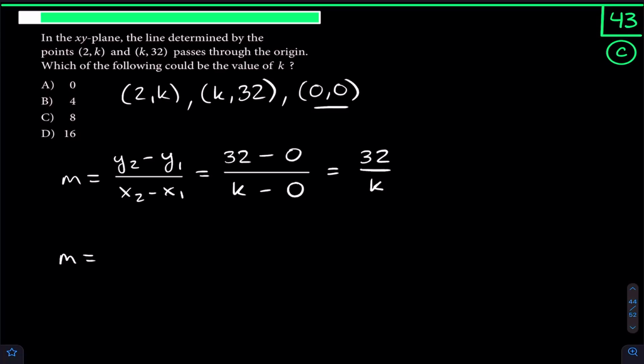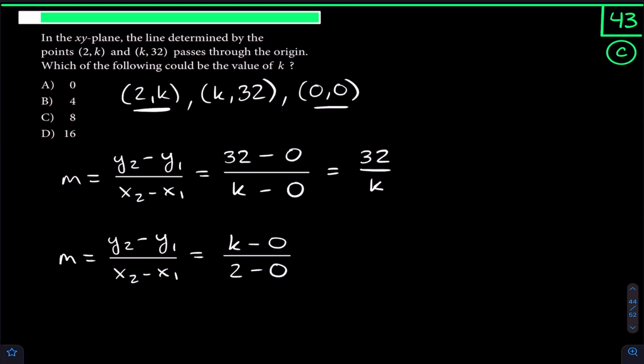So that's one of the slopes. Let's calculate another. Again, it's the same formula. Let's instead this time use the 2 comma k and the 0 comma 0. I'll make this guy go first again, so it's going to be, sorry, not 2 minus 0, k minus 0, because k is the y-coordinate. So we'll have k minus 0 all over 2 minus 0, because x-coordinate here, x-coordinate here. That's going to give me k over 2.